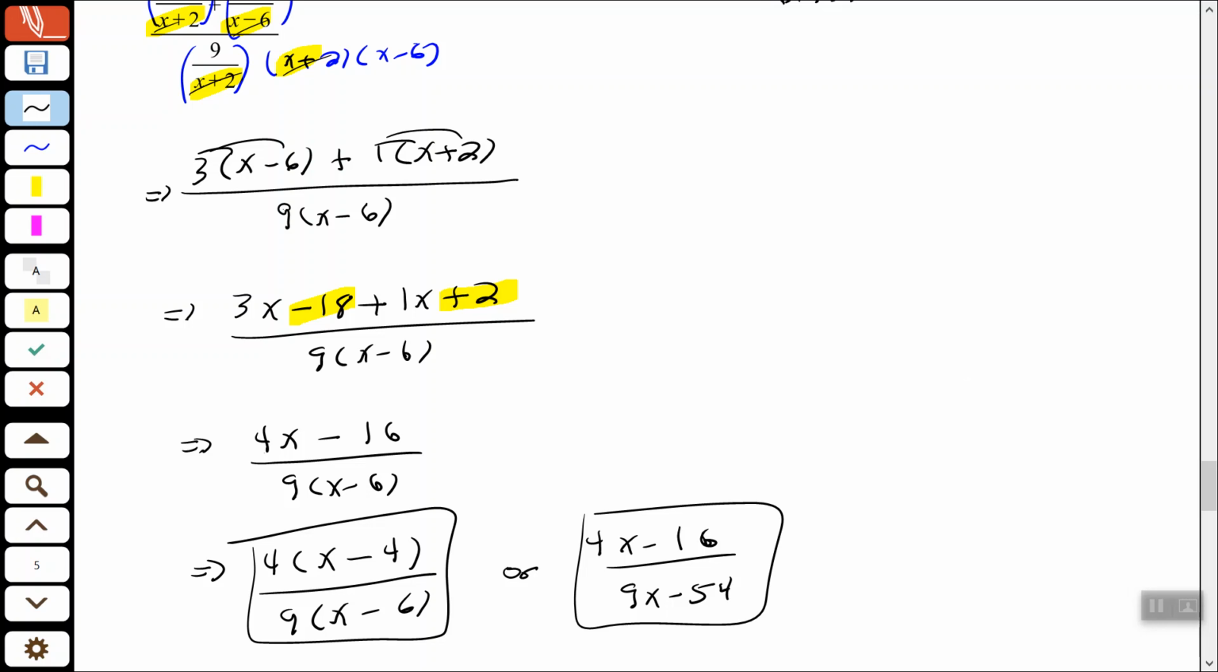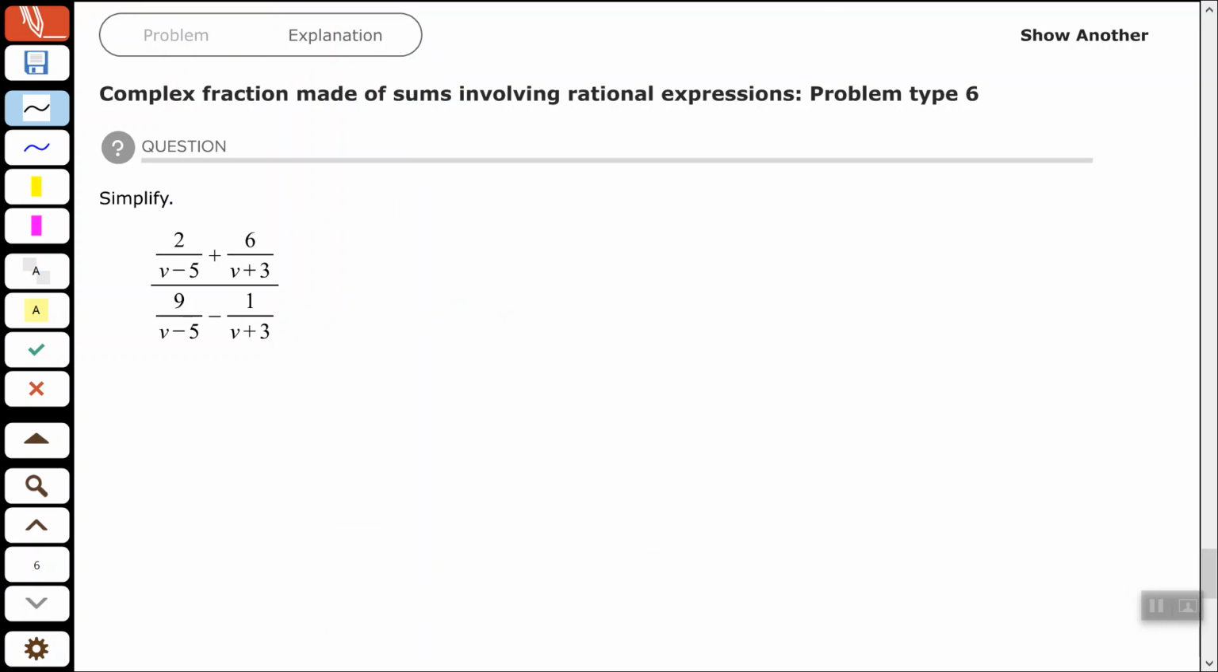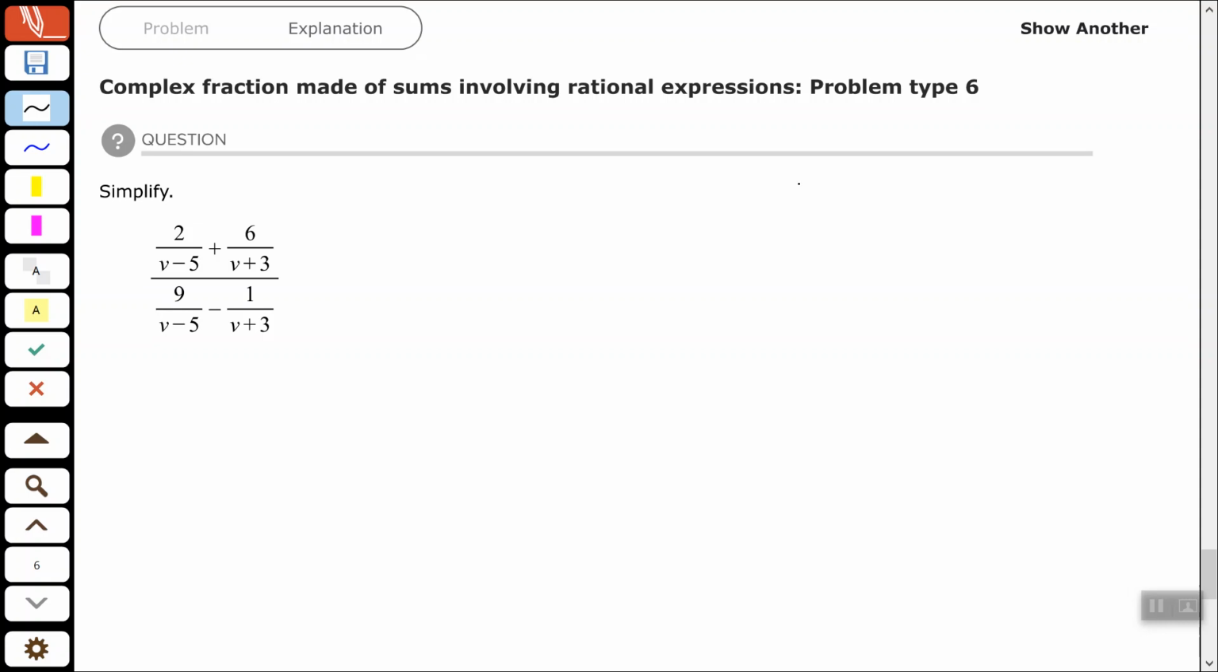Alrighty, let's look at another problem like this one. Okay, so we have 2 over v minus 5 plus 6 over v plus 3 all over 9 over v minus 5 minus 1 over v plus 3. So again, if you look at those small denominators, the only factors that I have are v minus 5 and v plus 3. So the least common multiple of my denominators, those small denominators, is v minus 5 times v plus 3.